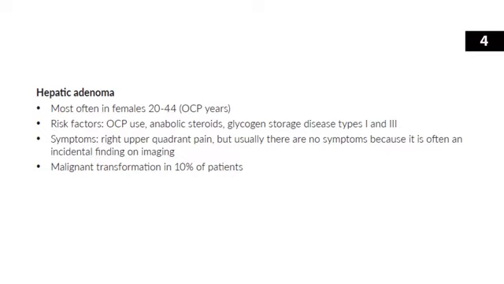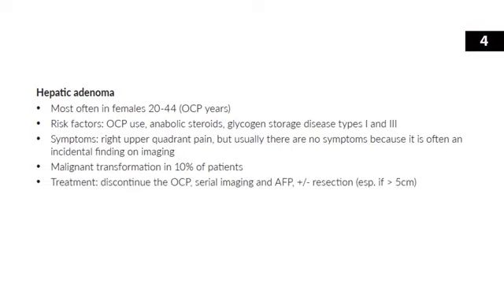Malignant transformation to hepatocellular carcinoma takes place in about 10% of patients. So while the hepatic adenoma in and of itself isn't a big deal, if it becomes hepatocellular carcinoma, that's a big problem. If a patient on an oral contraceptive develops a hepatic adenoma, we typically stop the oral contraceptive and then check serial imaging and alpha-fetoproteins to make sure they're not developing hepatocellular carcinoma.